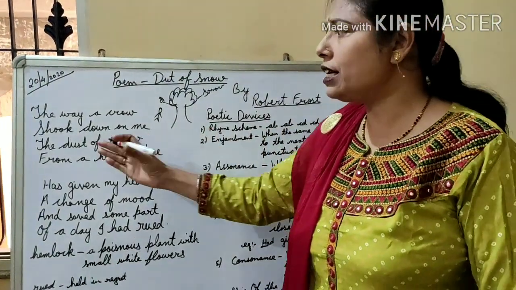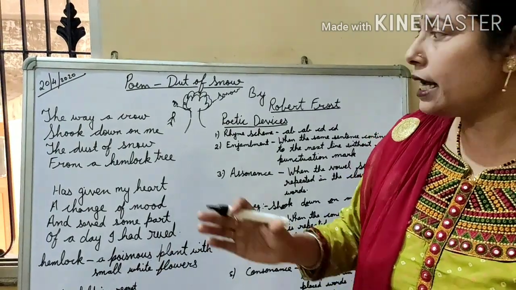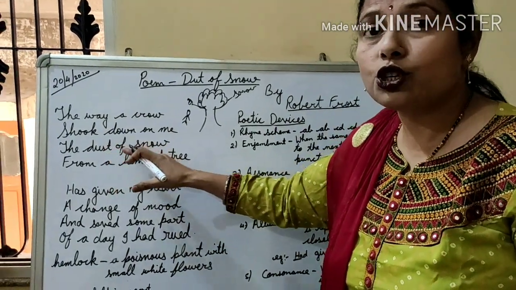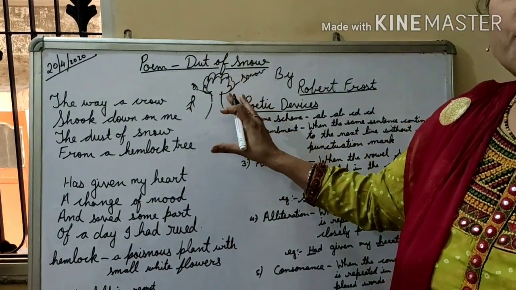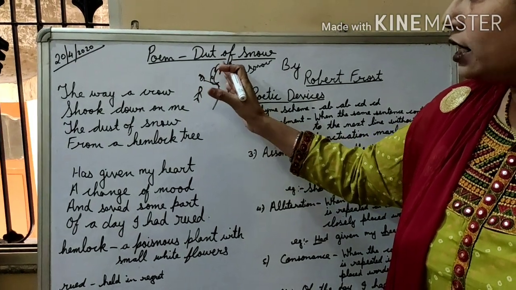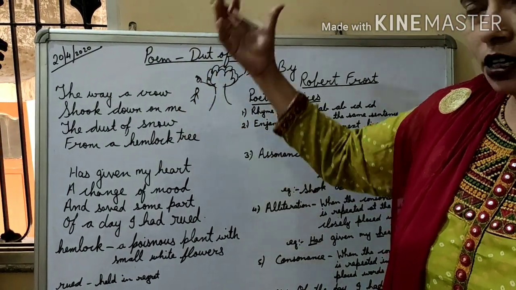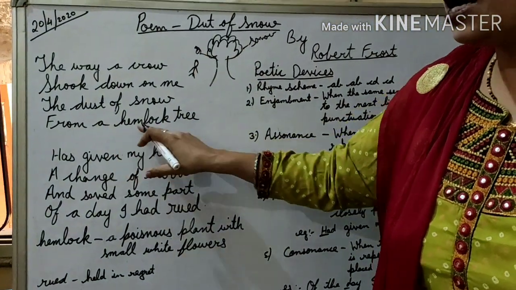So he tells that here the dust is not the dust, the dirt. It is not the dust. Here the dust means dust of snow, the particles of snow which the tree was covered with. So when the crow came and sat, the dust of snow fell on the poet's head, that is Robert Frost's head, from a hemlock tree.